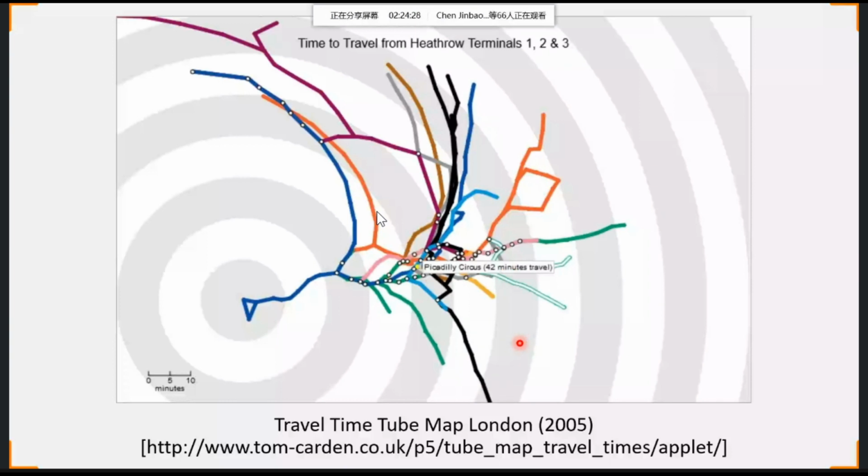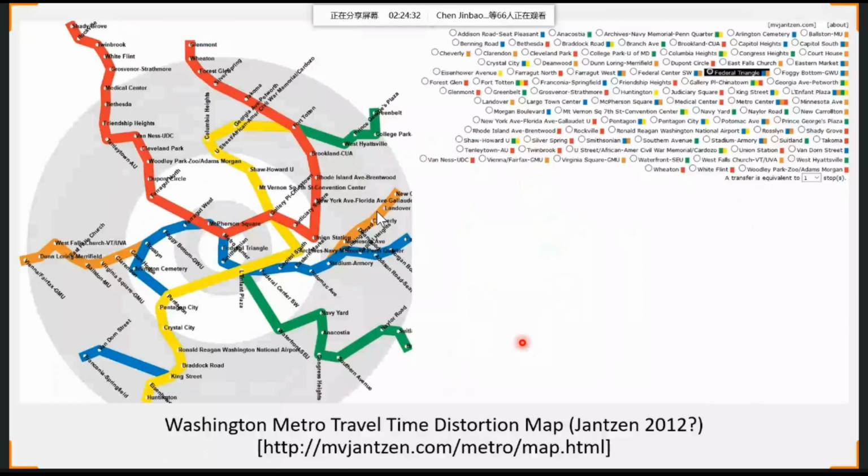Or another one that's similar to the last one, but a different city. This is now in the United States. This is the Washington Metro Travel Time Distortion Map. And here you have all the stations, and you can click on them. They are organized alphabetically here, so it's easier to find them. And now if you click, for example, Federal Triangle, then Federal Triangle is here in the center.